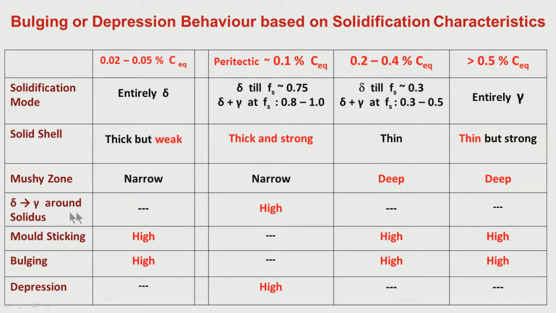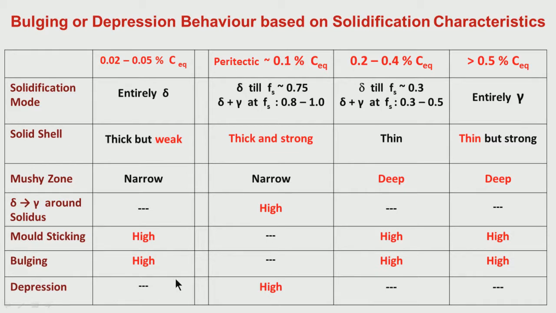The mushy zone, I have told you, because microsegregation effect is less, mushy zone is narrow. There is no delta to gamma transformation around solidus, because delta to gamma will form only at lower temperature, that means much after solidification. So, what is the consequence? Because of this weak shell, though it is thick, but it is weak, this sticking tendency will be more. There is no delta to gamma around solidus, that means the bulging tendency or sticking tendency will be there, but depression tendency will not be there.